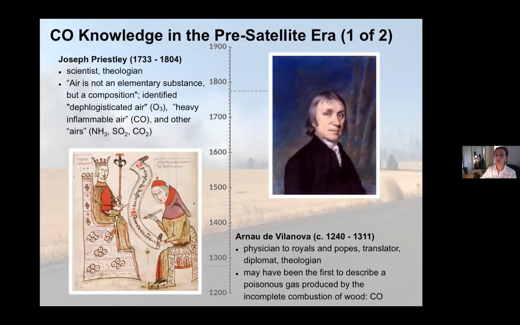Now, if we move on for 500 years or so, we get to Joseph Priestley, who was the first to realize that the air is not one single matter, but the combination of different gases, which he didn't call gases, he called airs. So one of these airs was heavy, inflammable air, which is carbon monoxide. Of course, he also described oxygen and SO2 and CO2 and many other things.